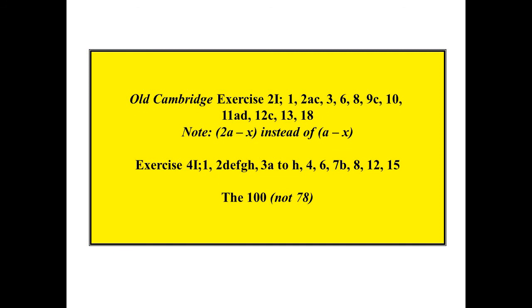Okay, so here's how we finish off. In the sheets, I think I've given you the old Cambridge there, but you'll notice they use 2a minus x in their formula instead of a minus x. But then they say they've shifted to a on 2 instead of shifted to a. I don't know why they do it that way. There are 4 i's in our book, and then of course there is the 100.